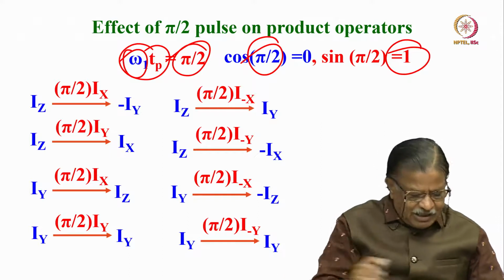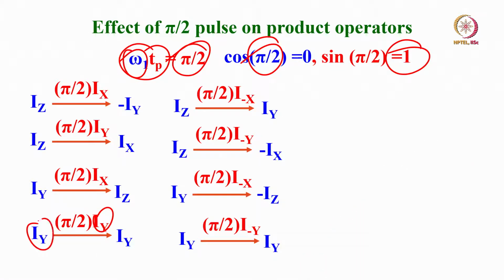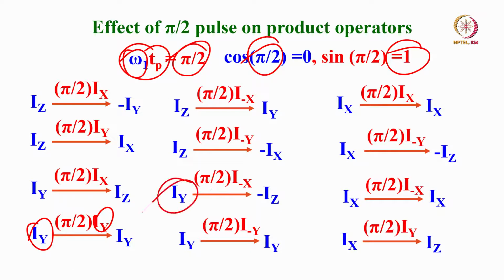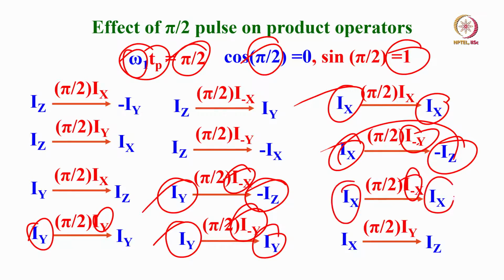What this essentially means is that rotation of Iy about Iy has no effect. Similarly, rotation of Iz about Iz has no effect. Here again, applying a minus x pulse will take the product operator Iy to minus Iz. Similarly, when you apply a minus y pulse on Iy, it stays Iy. So Ix operating on Ix has no effect, and when you apply a minus y pulse on Ix, it goes to minus Iz. With rotation about y, Ix will go to Iz. With rotation about minus x, Ix stays Ix. This is how you have to understand it.